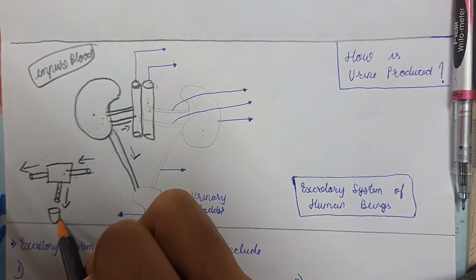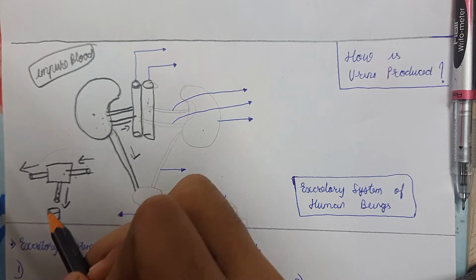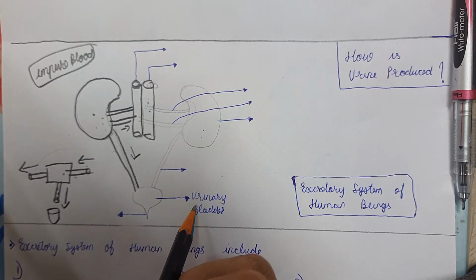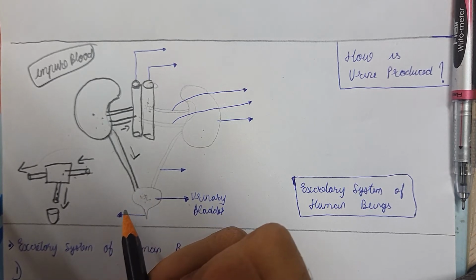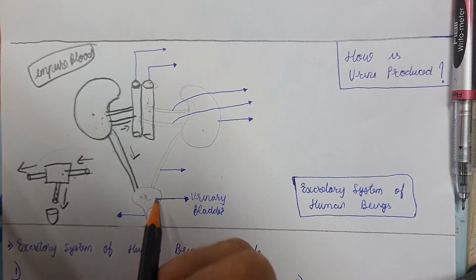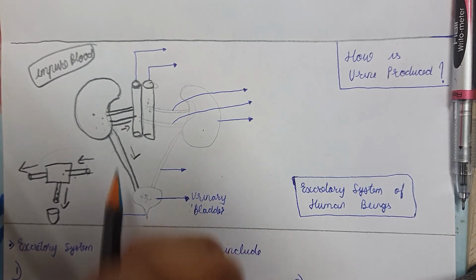Now what is the function of this bucket? The bucket was storing the impurities. In the same way here, the urinary bladder stores the impurities, and these impurities are basically what we call the urine. So urine is stored in the urinary bladder.